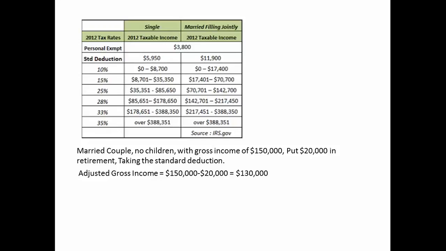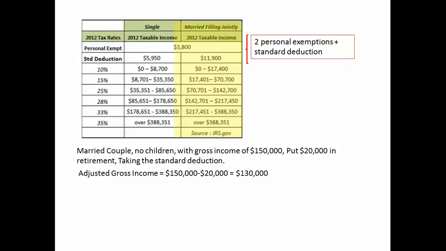Now, from that adjusted gross income, we find their taxable income by subtracting a personal exemption for each of them, there are two of them, and the standard deduction because they're not itemizing their deductions. So this 11,900. We're the married couple, so we're looking at this table. They have two personal exemptions plus a standard deduction. We use that to find their taxable income, which is 110,500. We did 130,000 minus 2 times 38,000 plus 11,900.